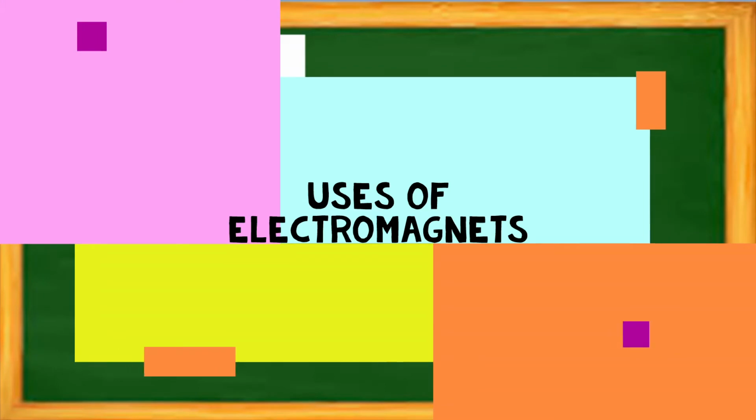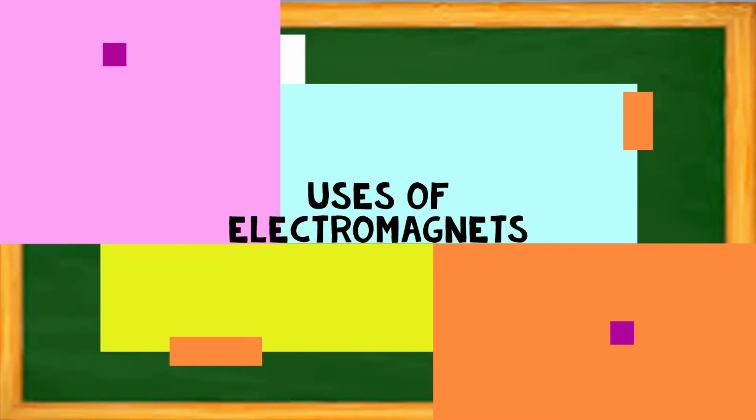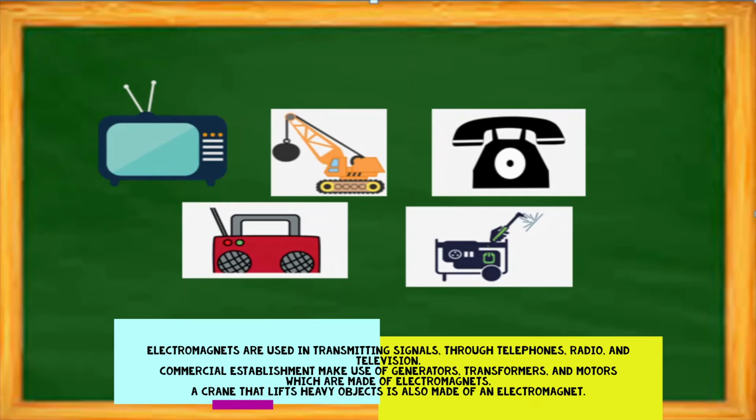What are the uses of electromagnets? Many appliances, modern gadgets, and even toys are made of electromagnets. Electromagnets are used in transmitting signals through telephones, radio, and television. Commercial establishments make use of generators, transformers, and motors, which are made of electromagnets. A crane that lifts heavy objects is also made of an electromagnet.